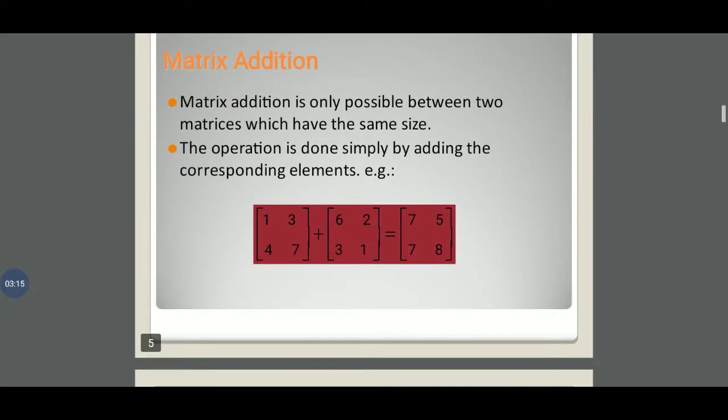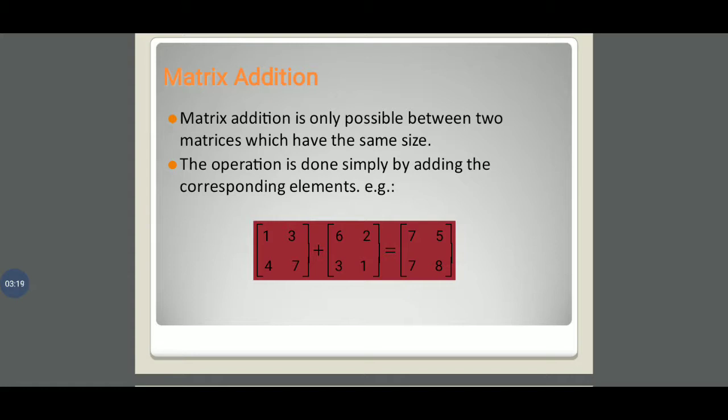Next we have to consider the algebra of matrices, that is addition of two matrices, subtraction of two matrices, scalar multiplication of matrices, and multiplication of two matrices. Now first we will go with matrix addition. Matrix addition is only possible between two matrices which have the same size, that means the same order. Suppose the first matrix has order m by n, the second matrix should also be of order m by n, then only addition of these two matrices is possible. The operation is done simply by adding the corresponding elements.